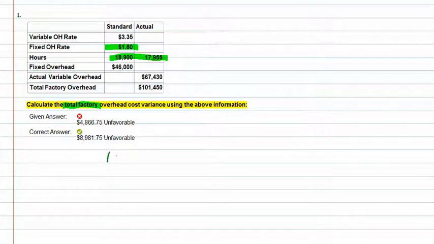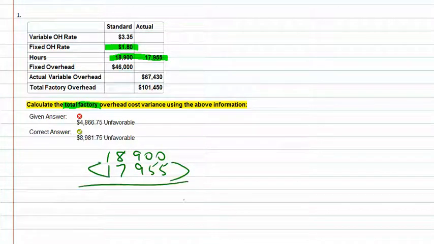I'm going to take the 18,900 capacity, subtract from it the 17,955, which is the capacity we used. So we have unused capacity, and of course that's going to be an unfavorable variance. That capacity, 18,900 minus 17,955, is 945 units that we didn't use, or capacity we didn't use.